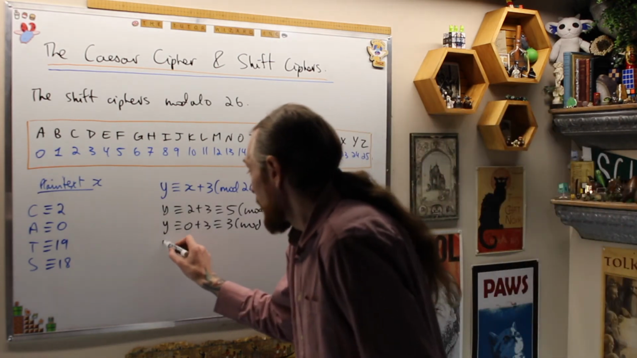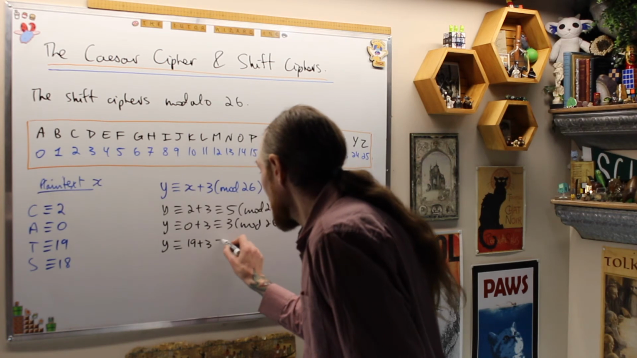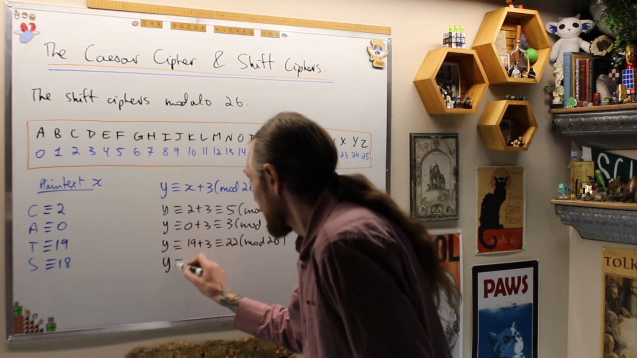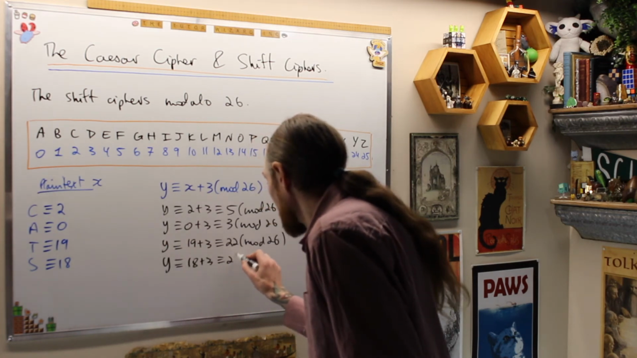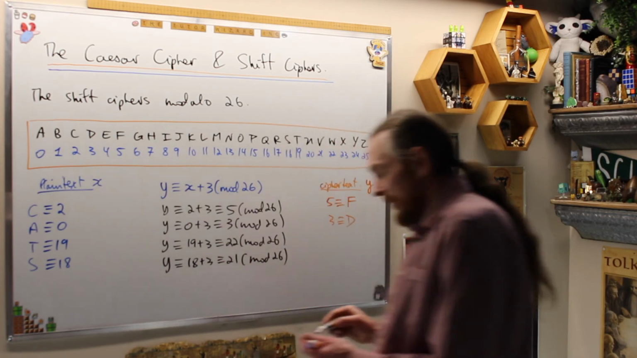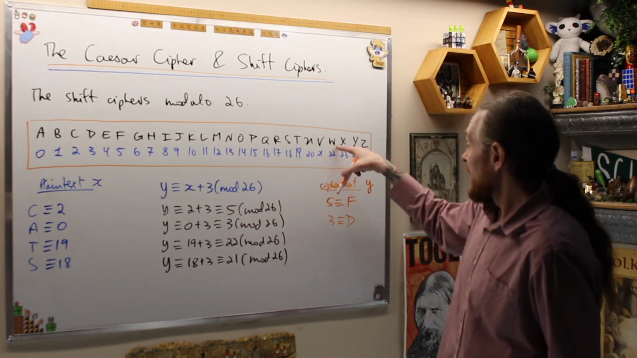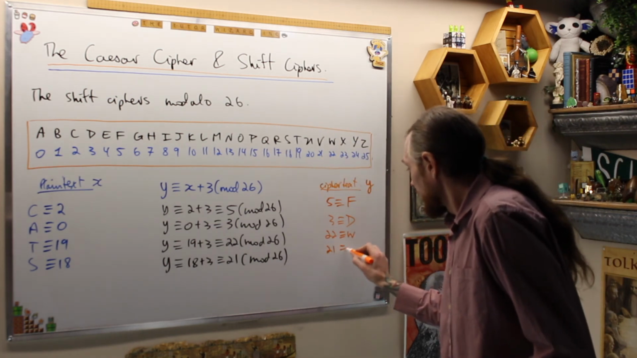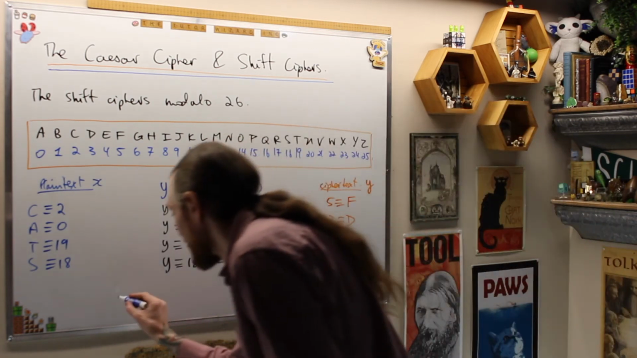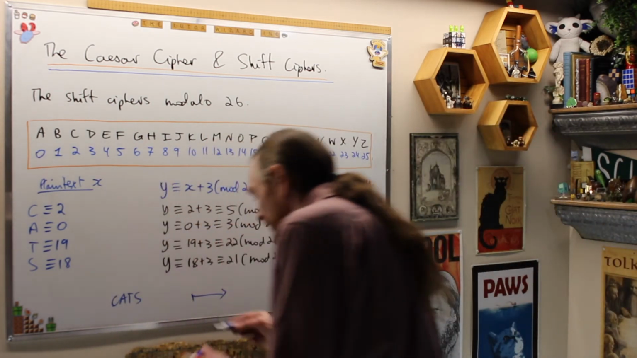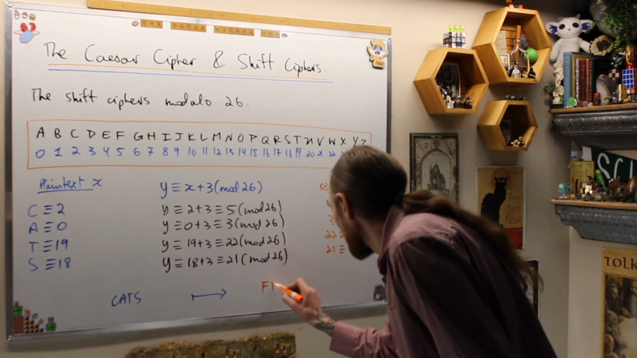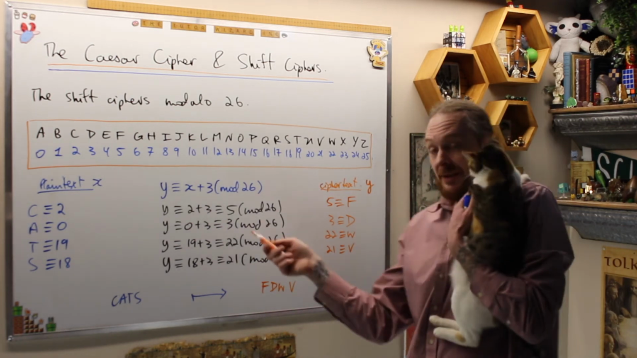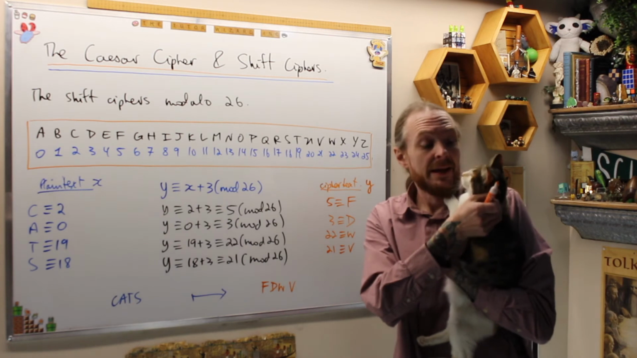For T, which is 19, Y is congruent to 19 plus 3, which is 22 mod 26, and the S will be 18 plus 3, which is 21 mod 26. What are those turning into? The 22 is a W, and the 21 is a V. So that says cats turns into FDWV when encrypted. And if you want to get it back, we have to go the other direction and use the decryption function and subtract 3 from each value.